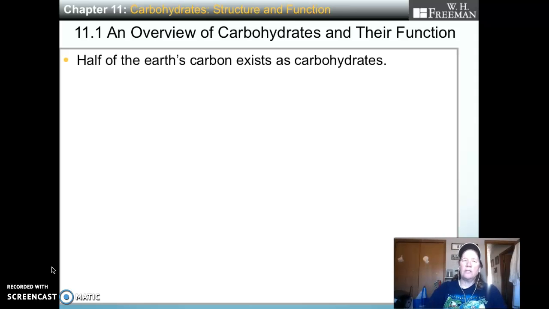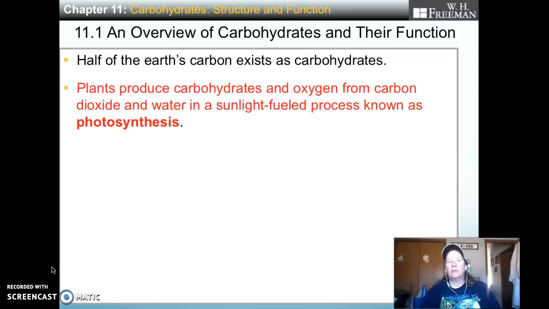Okay, so carbohydrates is what we're going to talk about first. And carbohydrates, half of all organic compounds are carbohydrates. Remember, if it has carbon, it's organic, right? And organic compounds are about 95% of all compounds. So take half of that and you've got your carbohydrates. So it's a big group, okay?